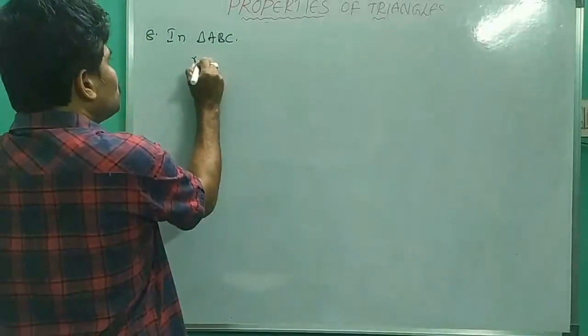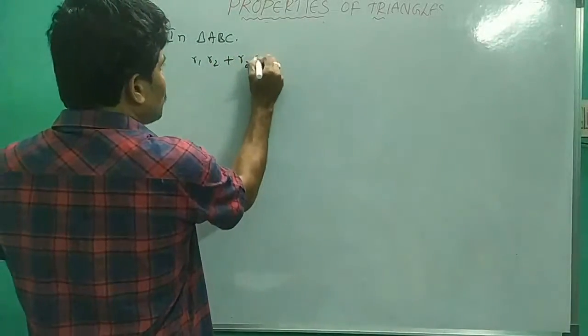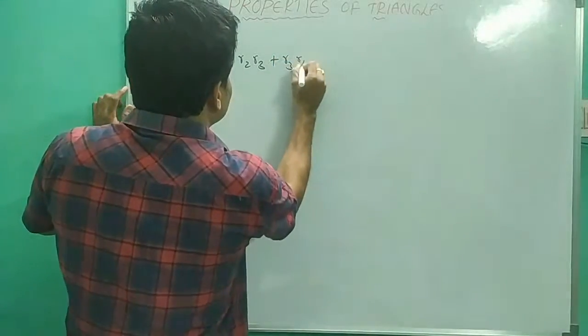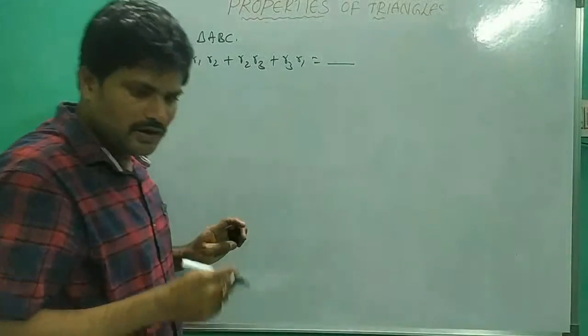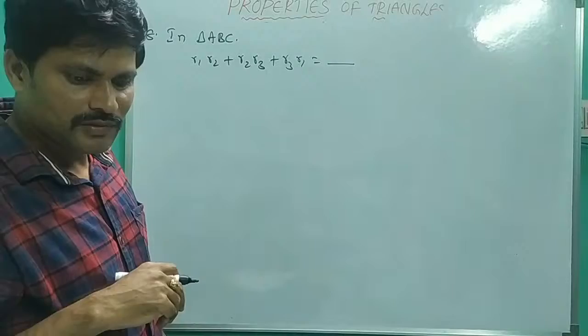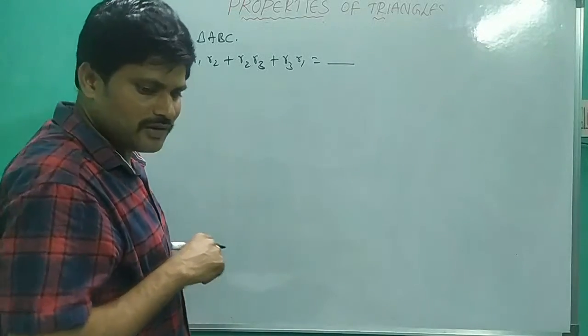R1 R2 plus R2 R3 plus R3 R1 equals to. Here to find the value of R1 R2 plus R2 R3 plus R3 R1. Now clearly we have to observe in that one.